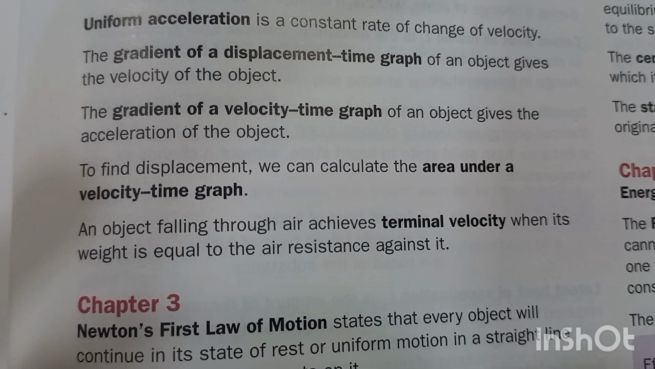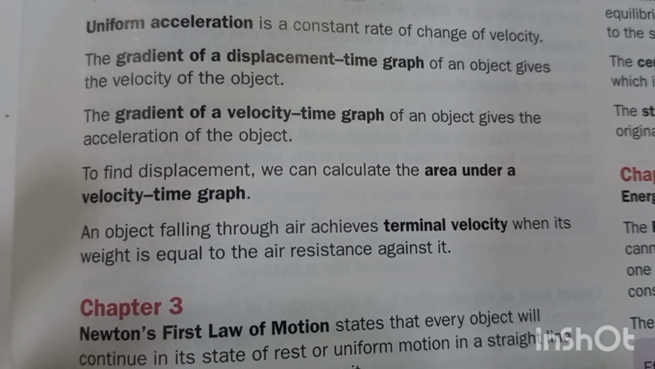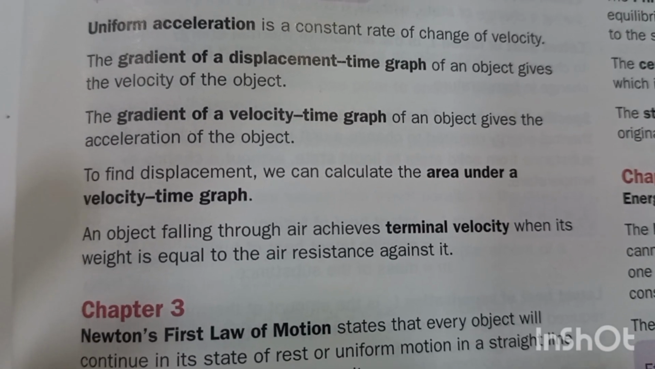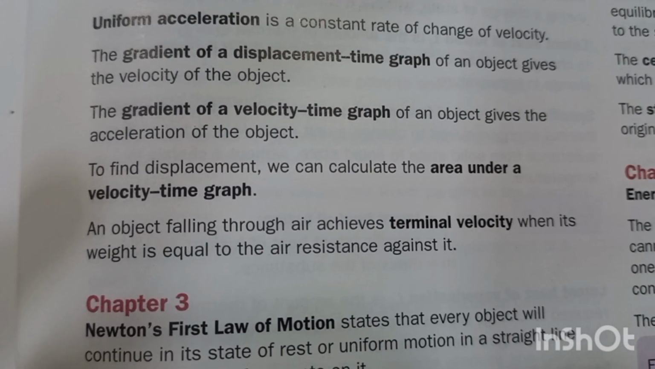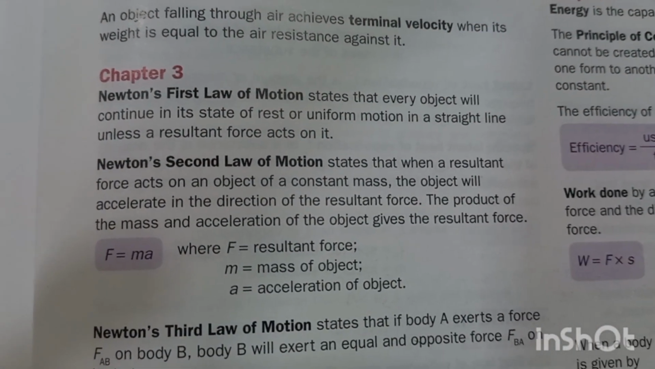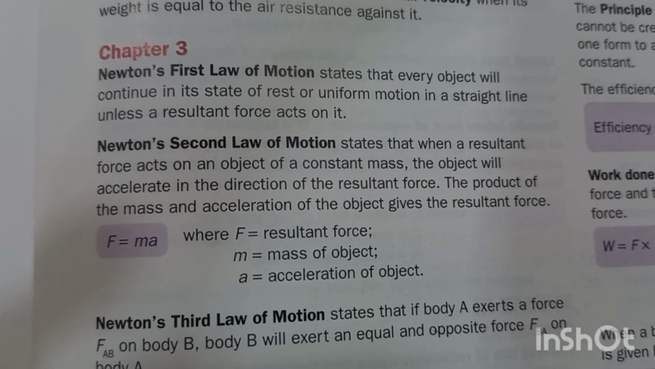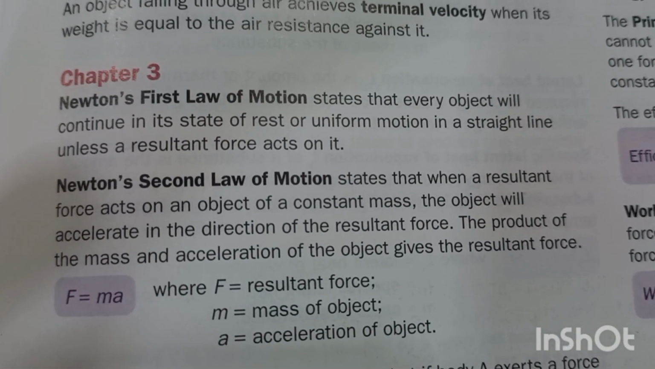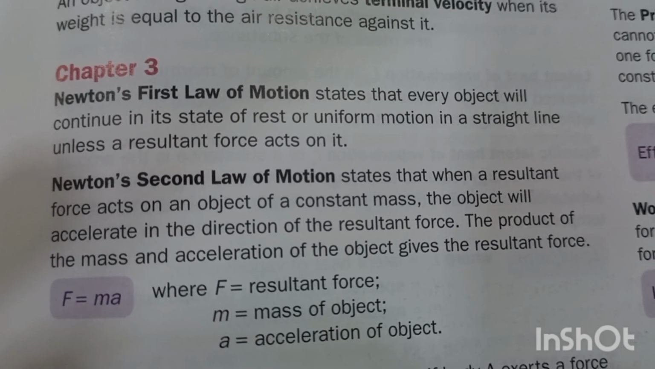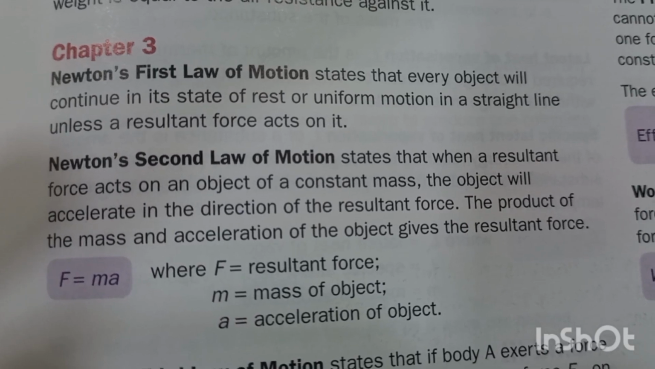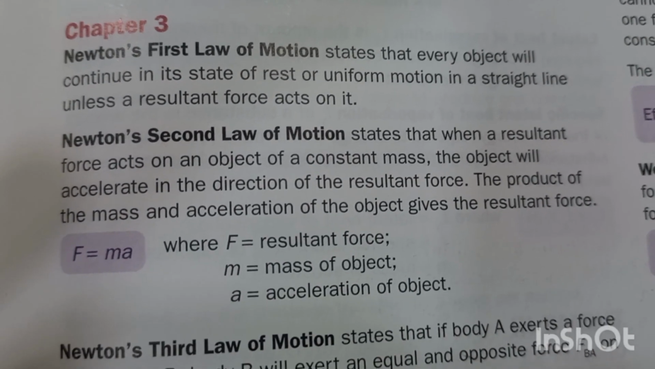An object falling through air achieves terminal velocity when its weight is equal to the air resistance against it. Chapter number 3. Newton's first law of motion states that every object will continue in its state of rest or uniform motion in a straight line unless a resultant force acts on it.